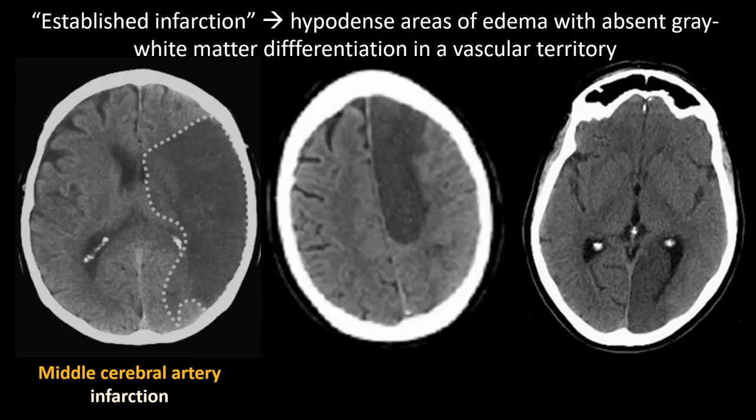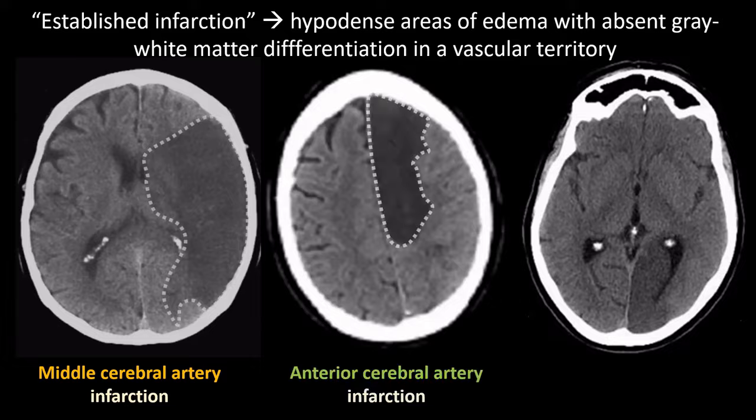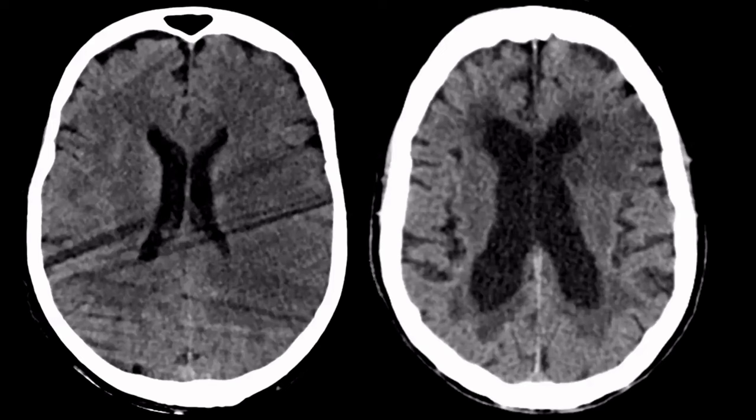Here we see a patient with a large established infarction in the territory of the left middle cerebral artery. This is a patient with an established infarction in the territory of the left anterior cerebral artery. And lastly, a patient with an infarction in the posterior cerebral artery territory on the left side. Now, if a patient has an established infarction, there is nothing that can be done anymore. The goal of imaging is to detect patients at an early stage, when they are still eligible for therapy. And in that stage, the signs of infarction can still be subtle.